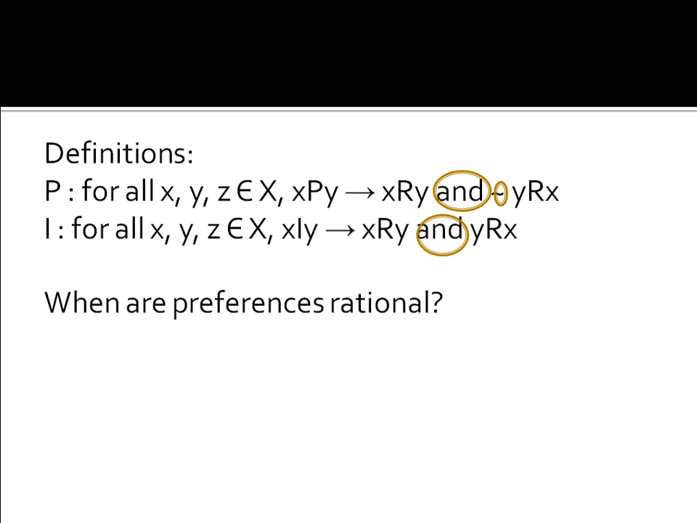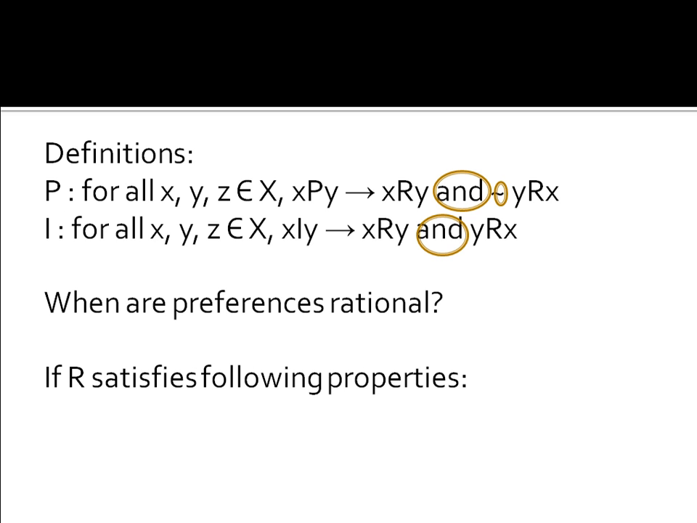Now we can come to the point of when preferences are actually rational. You can say that your preferences are rational if R, the weak preference relation, satisfies the following properties. One is reflexivity. That is, for all x belonging to capital X, xRx. So a consumption bundle would be at least as good as itself. So xRx is true. X is at least as good as x.